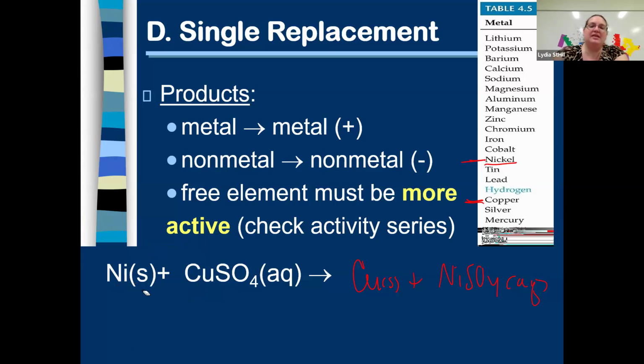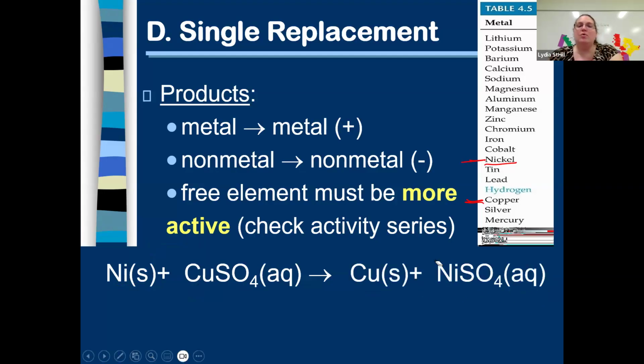So if we were to look at this and we wanted to look at the actual equation, what we would see here is that nickel is by itself with a charge of 0, and it's going to go to nickel with a 2+ charge. And if we look at that, that means I'm going to have 2 electrons here. And then if I want to look at the copper, copper is going to be bonded with a 2+, and it's going to go to copper with a 0, which means I'm going to have to add those 2 electrons.